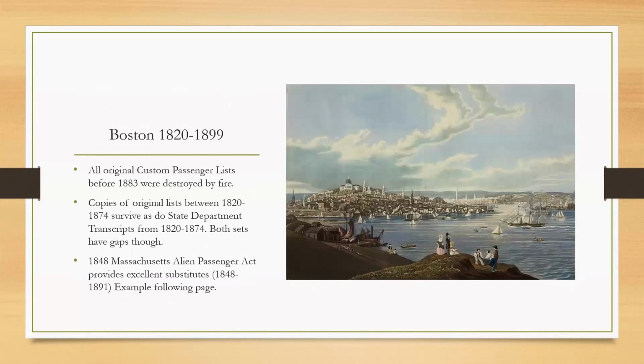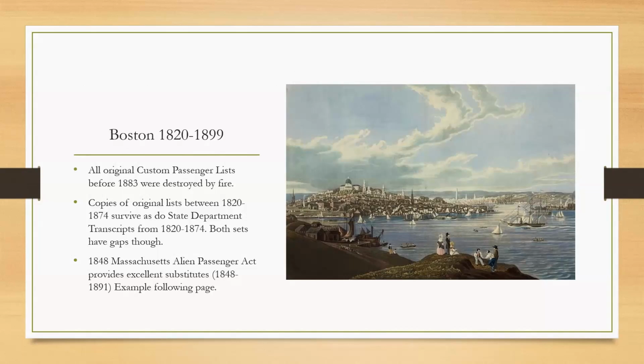So now we're going to talk about some of the quirks of the 5 big ports that I mentioned earlier. Let's start with Boston. So Boston, all original custom passenger lists before 1883 were destroyed by fire. I'm sorry to say that you will see a lot of this as we go down the list, but fortunately, we do have some supplemental records that make up. Copies of original lists between 1820 and 1874 survive, as do State Department transcripts from 1820 to 1874. But I have to note that both sets do have gaps, though.